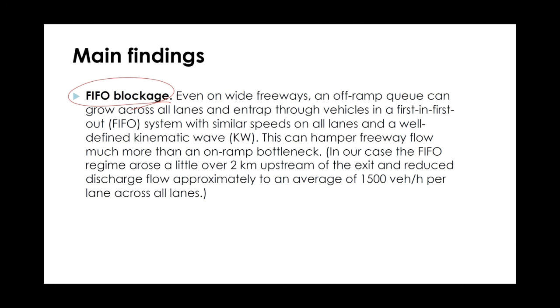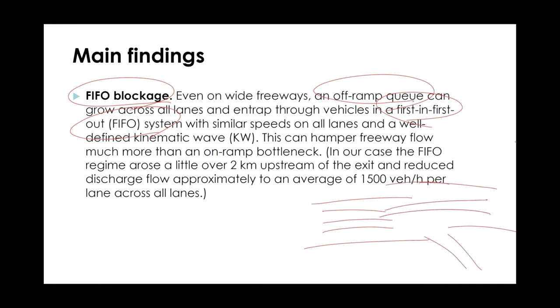So you see, we have different logics, but anyway, the findings from the paper say that on wide freeways, when we have off-ramp queues and the queue grows across all lanes, it will disrupt the FIFO system. For example, if I have multiple lanes and this lane is blocked for some reason because of the off-ramp, this vehicle arrives here first, but a minute later another vehicle comes on another lane, and it can pass through to the off-ramp. So FIFO gets violated here, because the vehicle that arrived first is not able to leave first, while the vehicle that arrives on another lane can actually leave earlier.